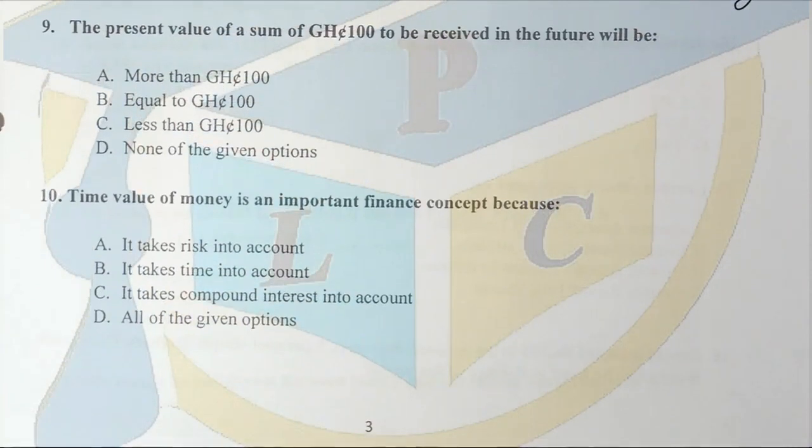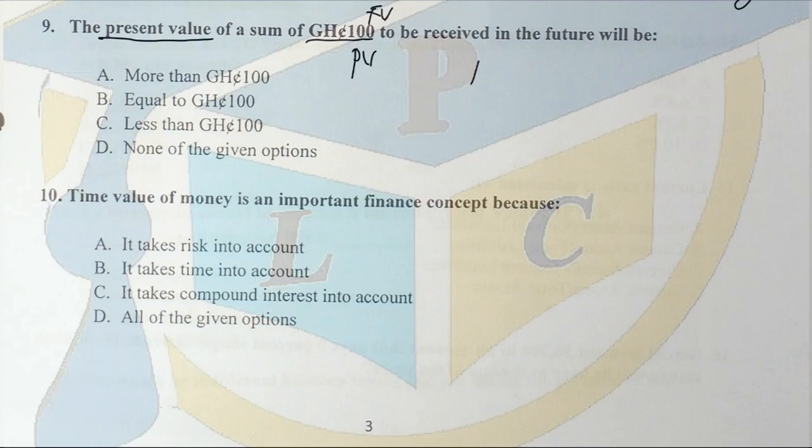Now let's move on to question 9. The present value of a sum of 100 Ghana cedi to be received in the future would be. Please pay attention here. It said the present value. You're talking about a PV of a sum of 100 Ghana cedi to be received in the future. So this 100 Ghana cedi here is the future value. You are saying the present value of the sum of 100 Ghana cedi to be received in the future will be A, more than 100 Ghana cedis, B, equal to 100 Ghana cedis, C, less than 100 Ghana cedis, D, none of the given options. So what do you think?